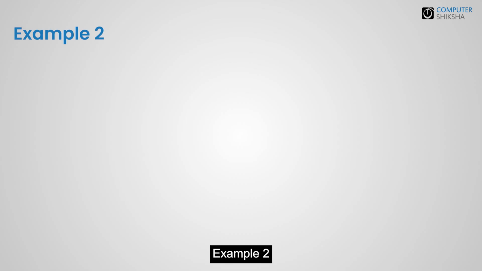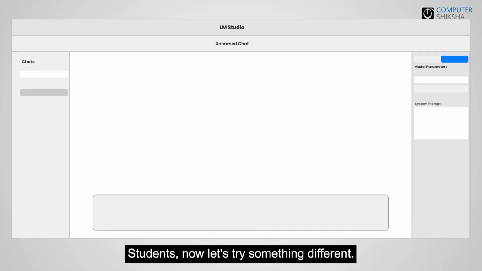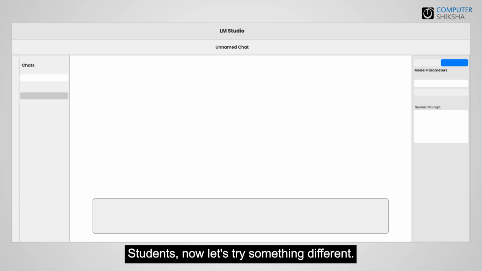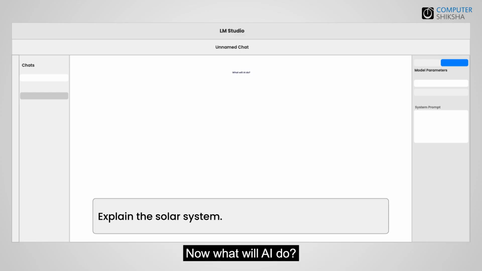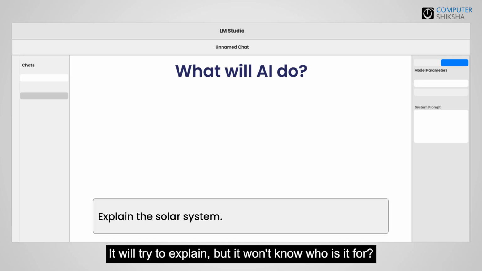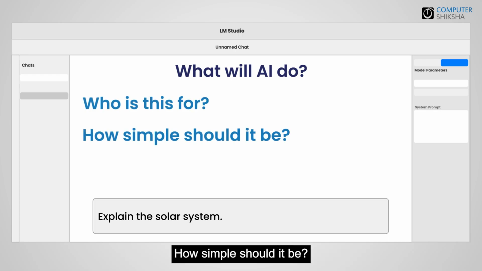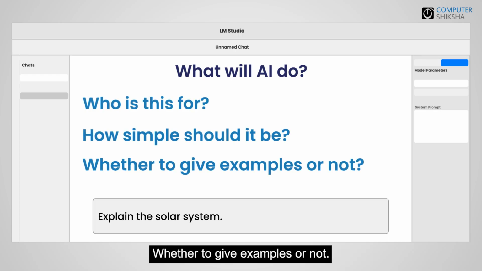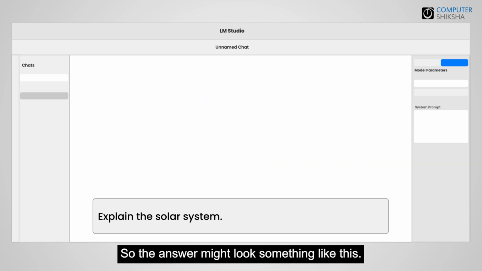Example 2. Explain something. Students, now let's try something different. We type, explain the solar system. Now what will AI do? It will try to explain, but it won't know who it is for. How simple should it be? Whether to give examples or not. So the answer might look something like this.